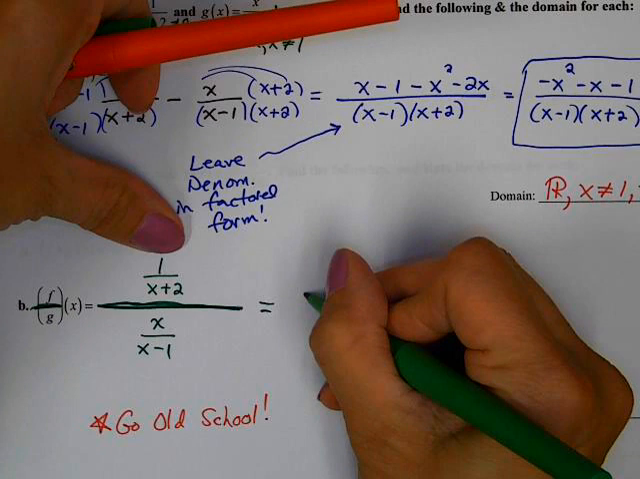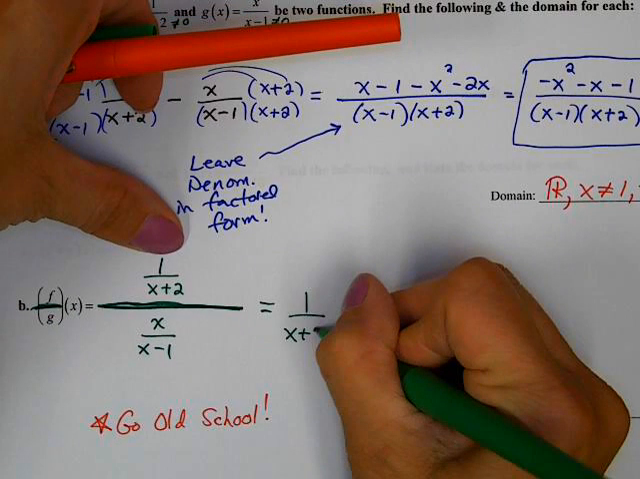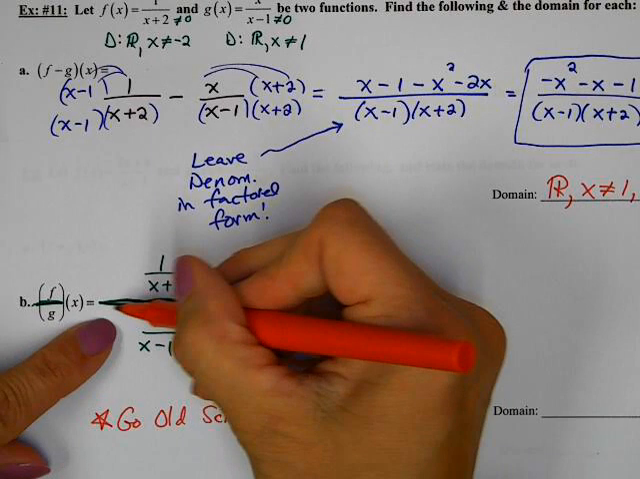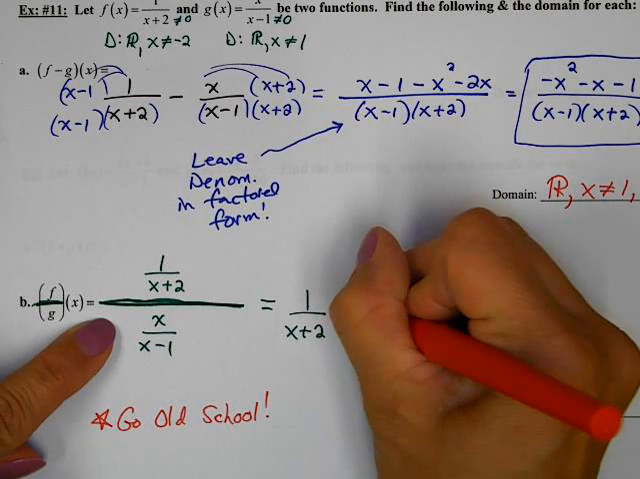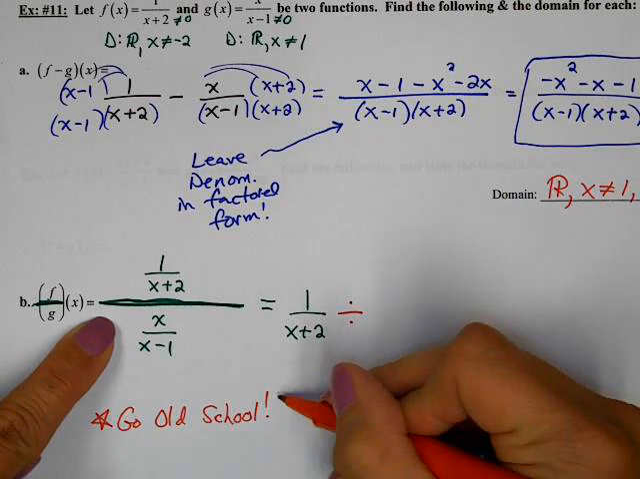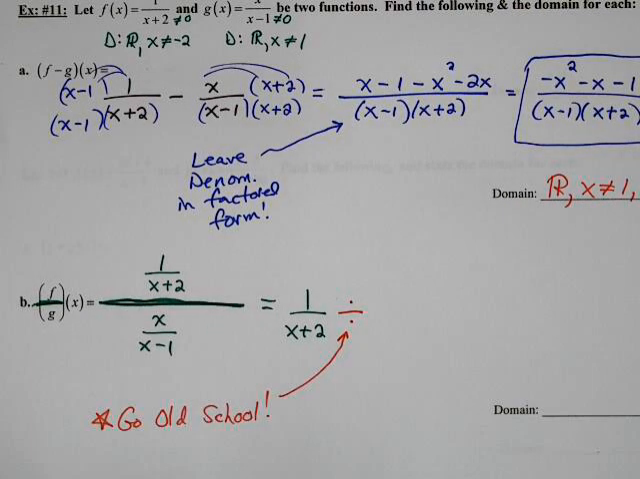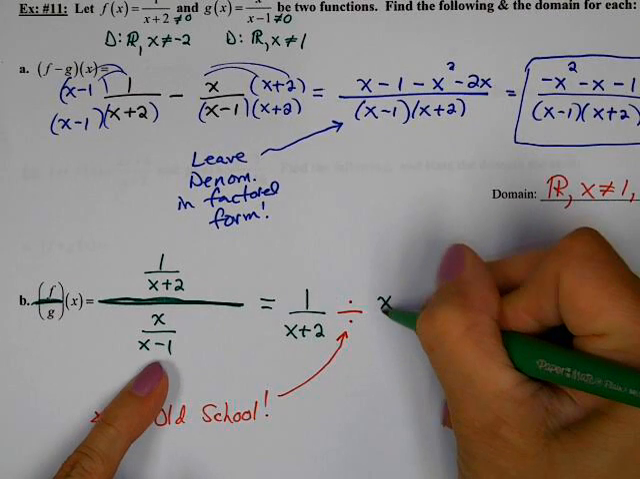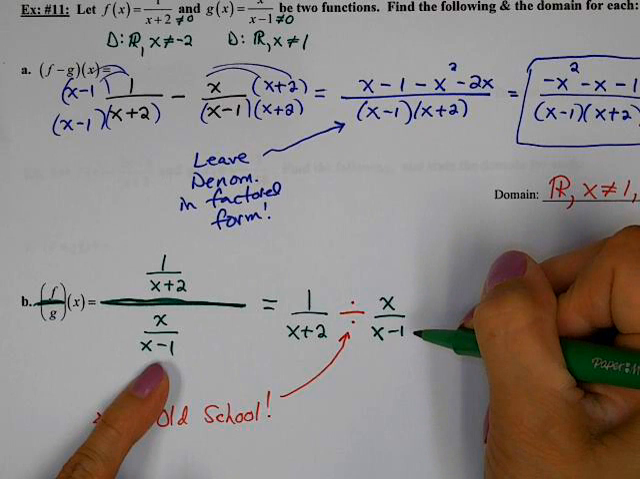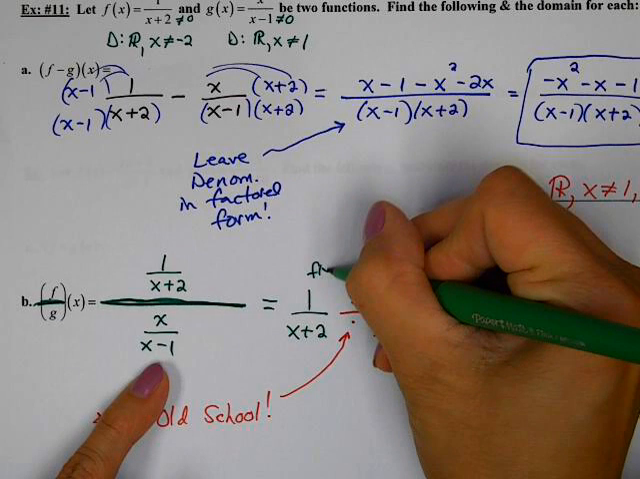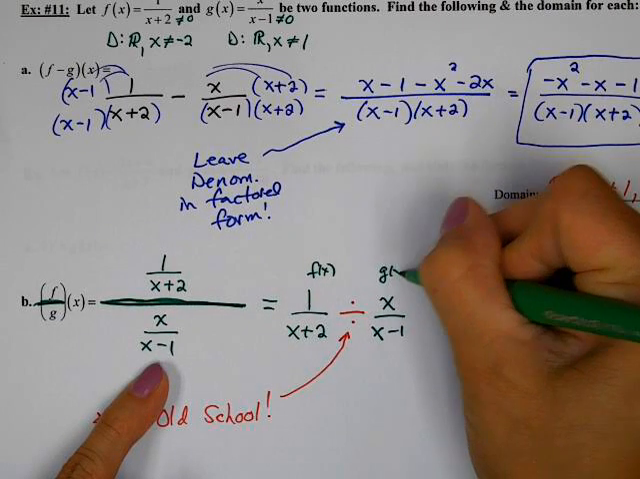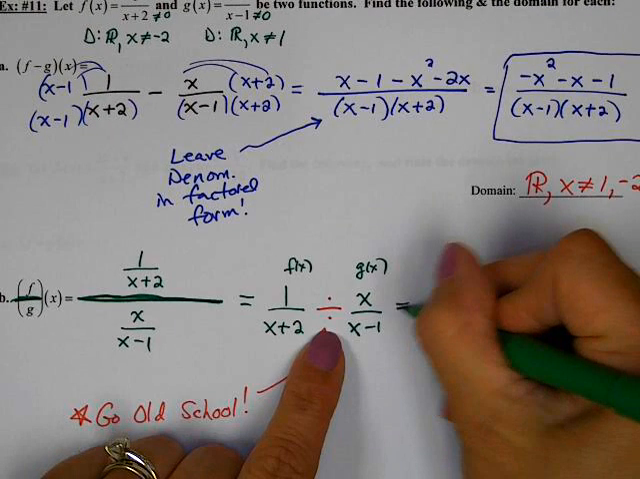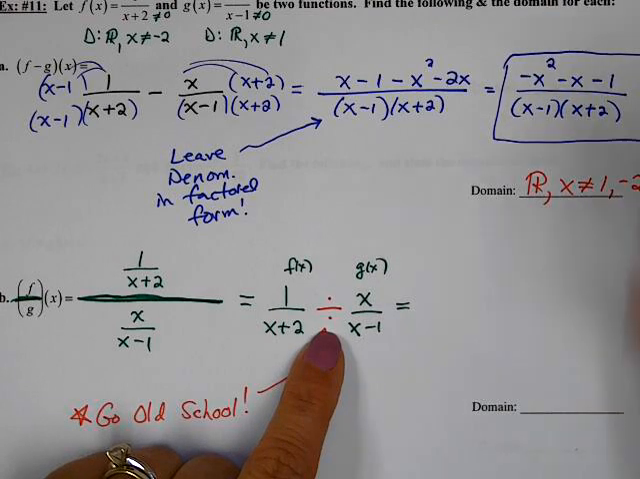So let's write our f of x, 1 over x plus 2. And when I say old school, instead of this big bar, I'm going to write the divide sign that you used to use when you were in grade school. Here's the f function, divided by the g function. So this is f of x, and this is divided by the g of x. Now, what do you do when you have an old school divide sign like that with fractions? You flip one of them.